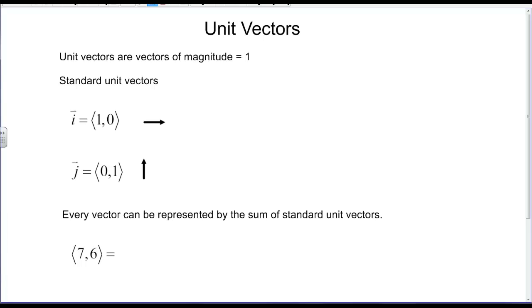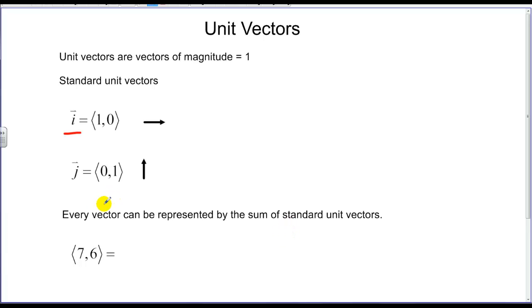Next, we're going to talk a little bit about something called unit vectors. And a unit vector is a vector of magnitude 1, which makes sense, just like the unit circle was a circle with a radius of 1. The standard unit vectors are called i and j, i being a vector of unit 1 pointing directly in the horizontal position, j being a vector of unit 1 pointing directly in the vertical direction. And each vector can be represented by the sum of standard unit vectors.